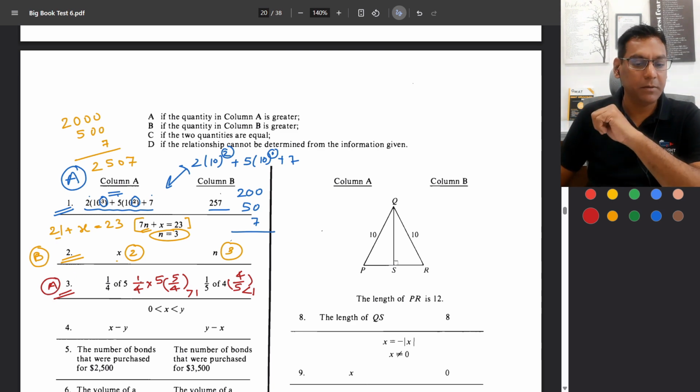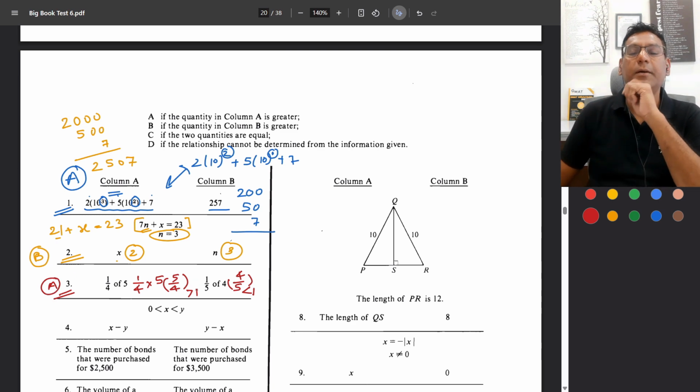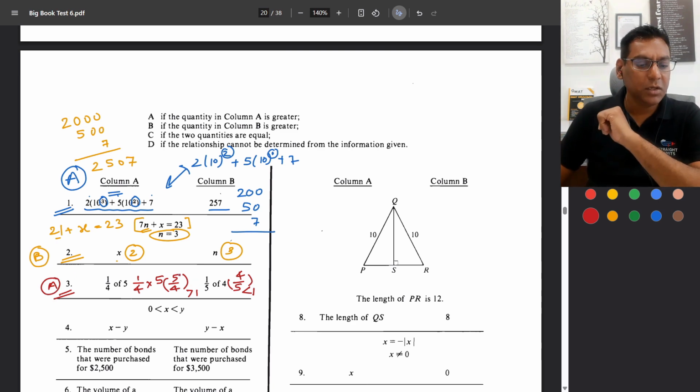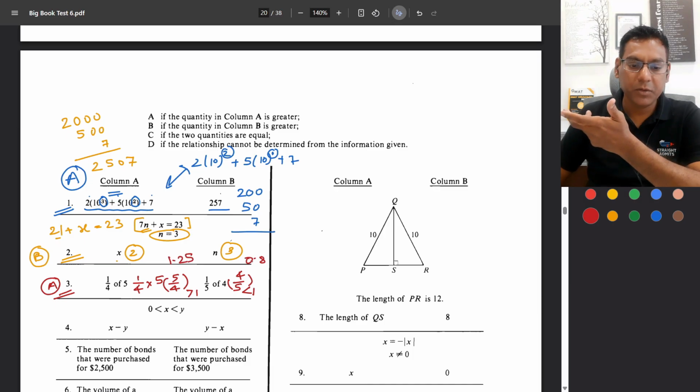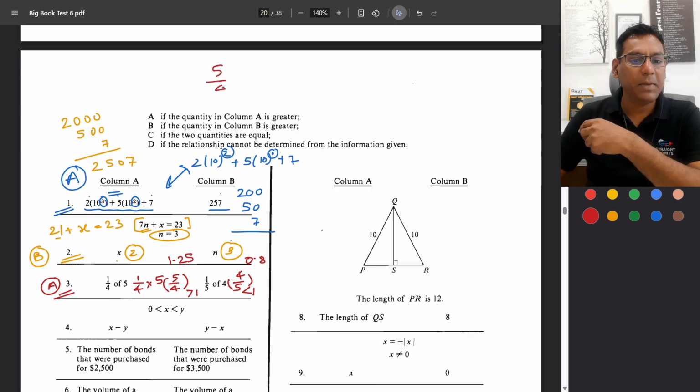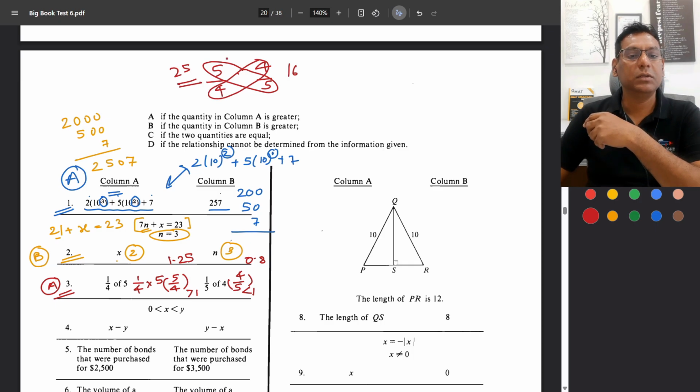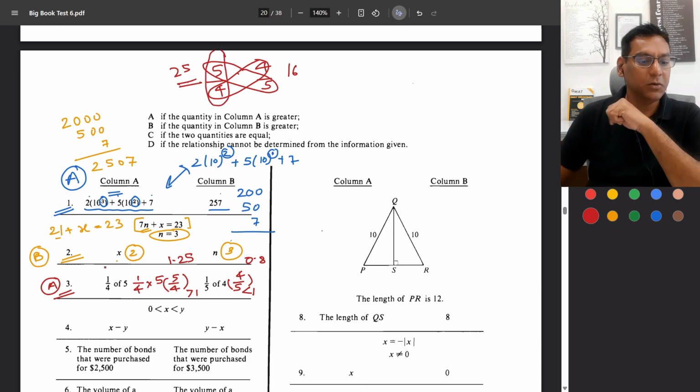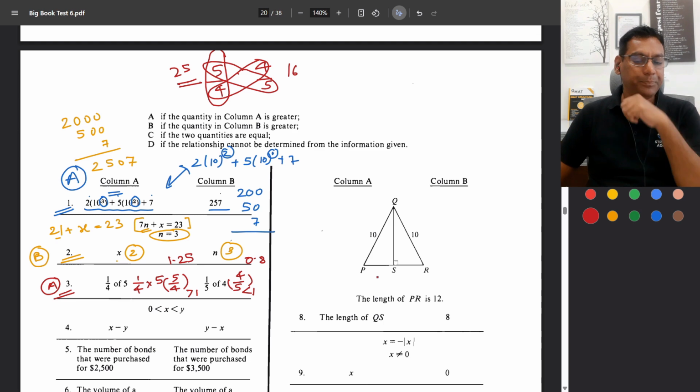Column A is bigger. Or you could also do it in decimal values. 5 by 4 is going to be 1.25, 4 by 5 is going to be 0.8. Or you could also compare 5 by 4 with 4 by 5 by cross multiplication: I get 25 here and 16 here. So the fraction on the left is bigger because the number on the left is bigger. Either way you will get answer as A.